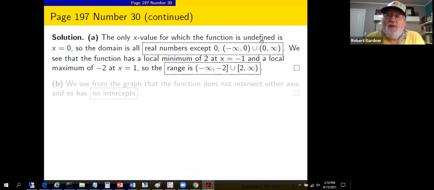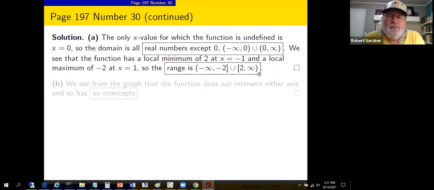So the only x value for which the function is undefined is 0. As we observed, the domain is -∞ to 0, parentheses, union, parentheses, 0 to infinity. Everything except 0. We knocked 0 out with a little parentheses in the union symbol. The range, okay, let's see. We had that function having a local minimum of 2 at x equals -1, and a local maximum of -2 at x equals +1. The x values don't affect things. And we saw from the graph, we got everything less than or equal to -2 out, and everything greater than or equal to +2 out.